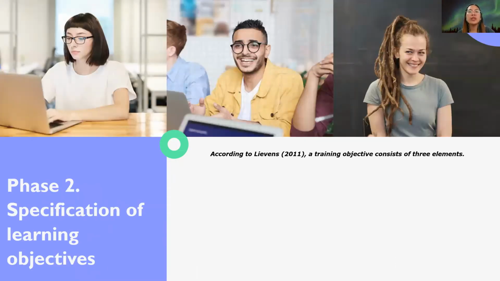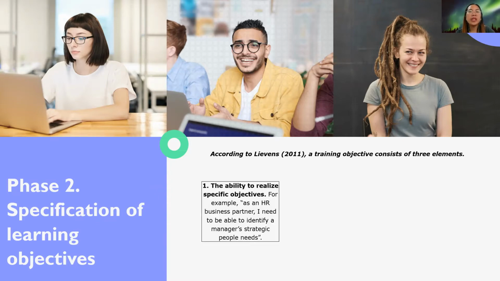Phase 2, so the specification of learning objectives. According to Mager, a training objective consists of 3 elements. So first, the ability to realize specific objectives. For example, as an HR business partner, I need to be able to identify a manager's strategic people needs. So yun yung ability niya. Kailangan niyang ma-identify what are the manager's strategic people needs.